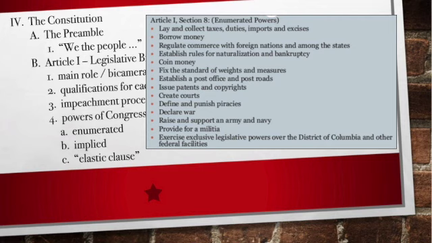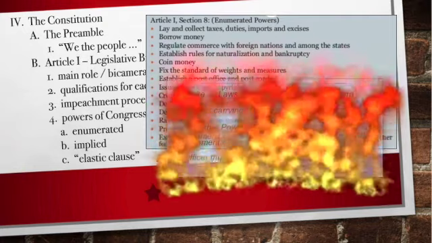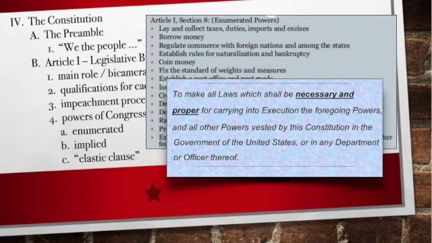Okay, but beyond the enumerated powers, Congress also has the implied powers. All right, and implied powers are ones that they have that are not specifically spelled out in the Constitution, and they get those through the necessary and proper clause or the elastic clause. Okay, it says that Congress can make any laws they deem necessary and proper, so long as they are connected to the listed powers. All right, everybody on the wagon so far?